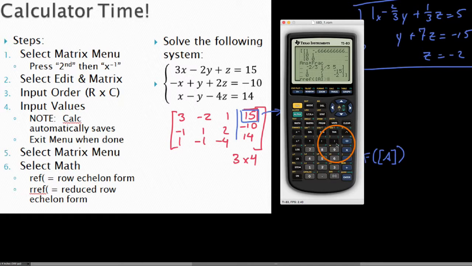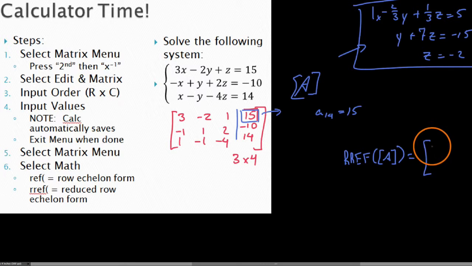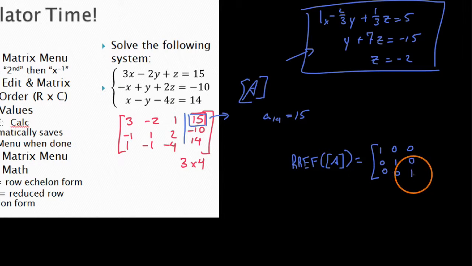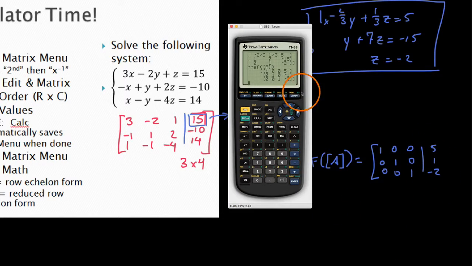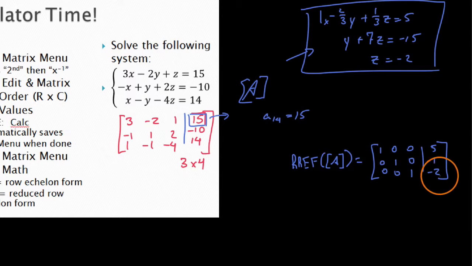RREF of A is going to give us something that may have fractions on it still, but what you notice here is that I've got 1's down the main diagonal and 0's elsewhere on the left, and I have 5, negative 1, and negative 2. So what I get is 1, 0, 0, 0, 1, 0, 0, 0, 1, and then 5, negative 1, and negative 2. So what this means is for our system, we have x is equal to 5, y is equal to negative 1, and z is equal to negative 2.